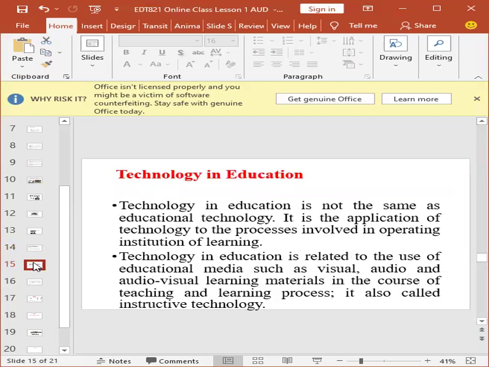We need to know what is technology in education. I've been mentioning it, but technology in education is not the same as educational technology. It's a subset of educational technology. It is the application of technology to the processes involved in operating institutions of learning. That is, application of electromechanical devices or products of engineering into education in order to improve the quality of instruction. Technology in education is related to the use of educational media such as visual, audio, and audiovisual learning materials in the course of teaching and learning process.